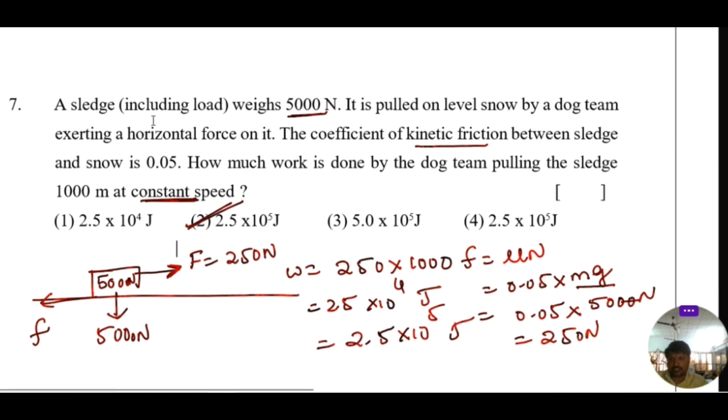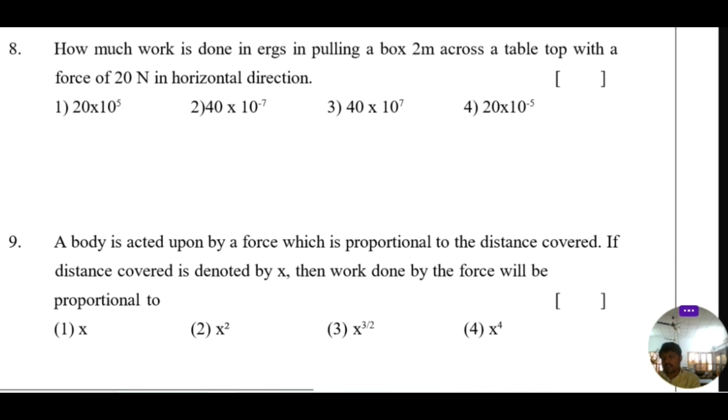Then go to the 8th question. How much work is done in ergs in pulling a box 2 meter across a tabletop with a force of 20 Newton in the horizontal direction?